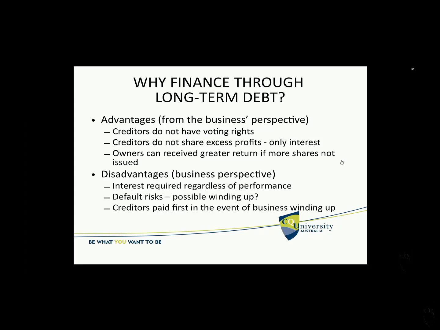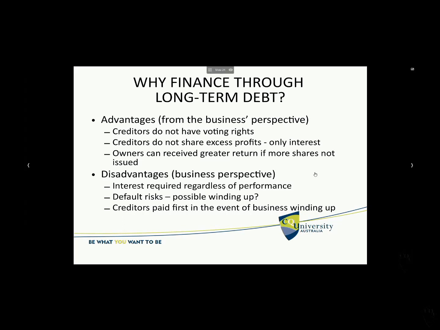When more shares are issued, then the shareholding is what's called diluted, and particularly if there's not a rights issue, i.e. the shareholders can't buy more shares in proportion to the shares that they already hold.